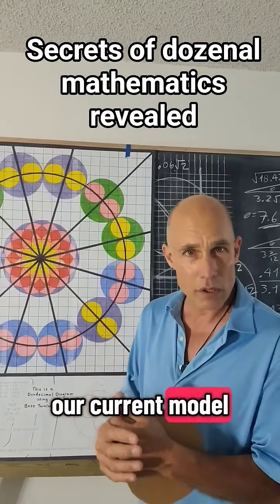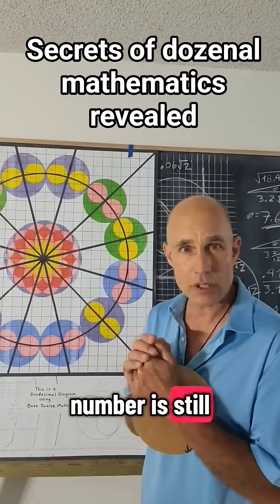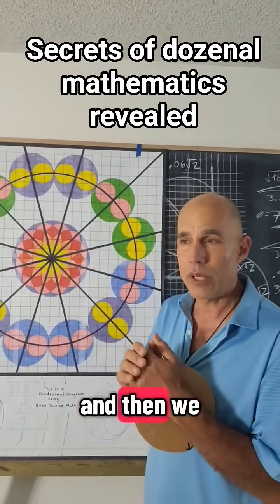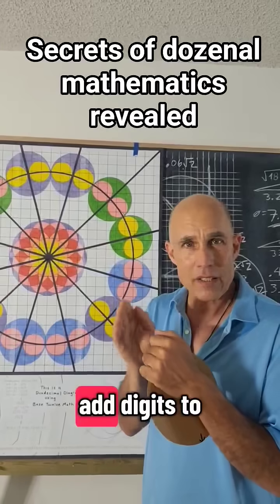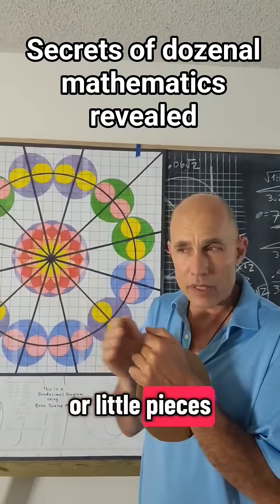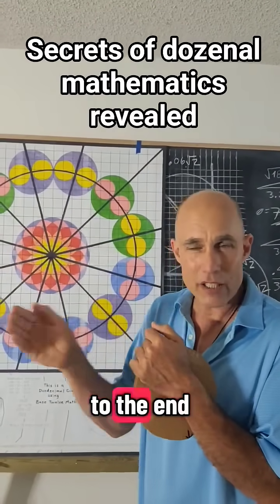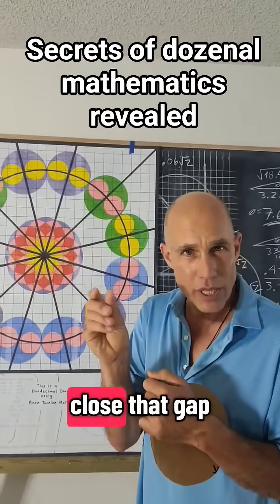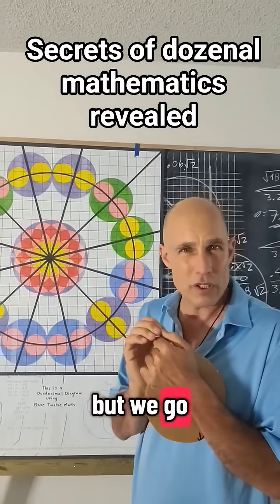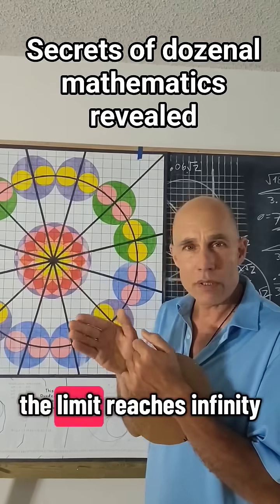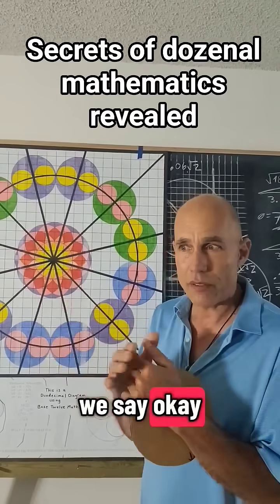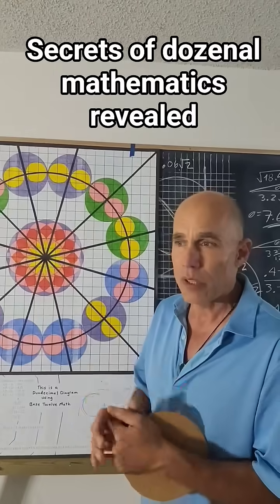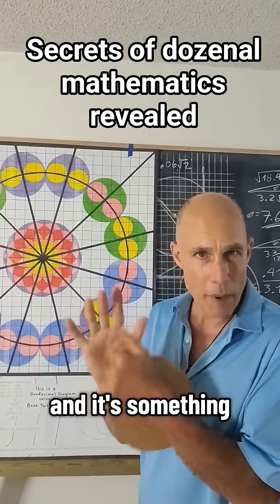Our current model of an irrational number is still a solid line with an empty space at the very end. And then we sort of add digits to the end, or little pieces of solid line to the end of that irrational number, but we never are able to close that gap. But we go until infinity. When the limit reaches infinity, we say, okay, we don't have to deal with that empty space anymore. So that's our current model, and it's something of a paradox.